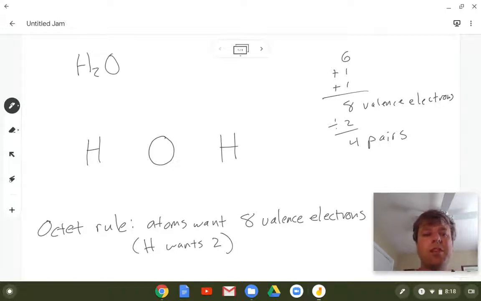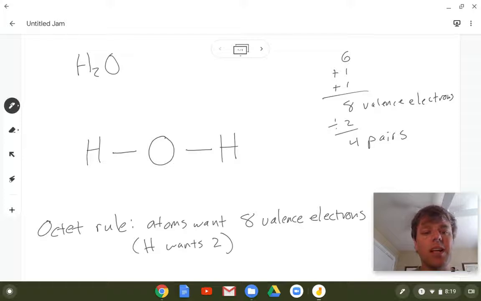So each of our 2 hydrogens wants 2 valence electrons, and oxygen wants 8. Well, if we have 2 for hydrogen plus 2 for hydrogen plus 8 for oxygen, that would be 12 electrons that we would need. And we only have 8 electrons, or 4 pairs. So the way we're going to make this actually work is through sharing. So we're going to create what's called a bonding pair of electrons between the hydrogen and the oxygen.